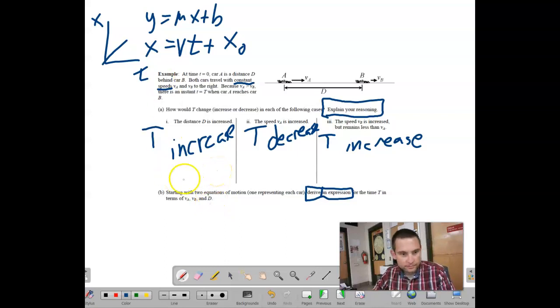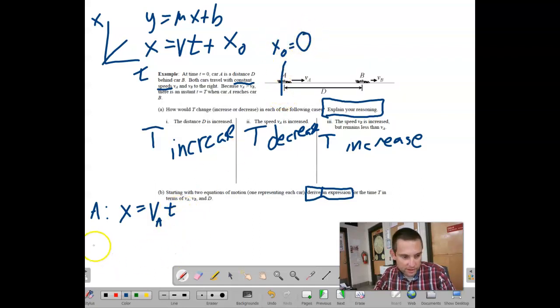For car A, we can say that our position is going to equal velocity of A times t, right? At t equals 0, car A's initial position is going to equal 0, so we don't have to write plus 0.